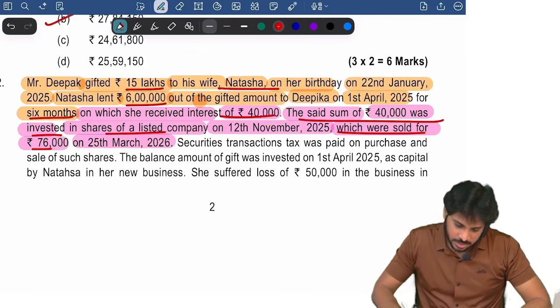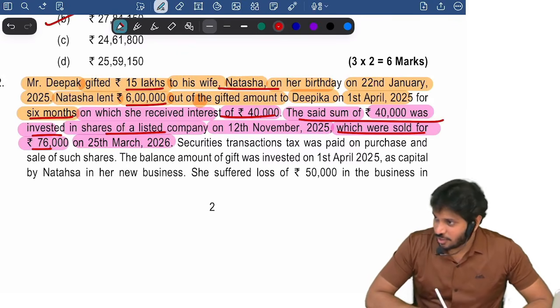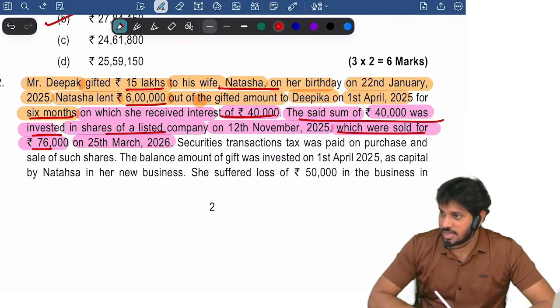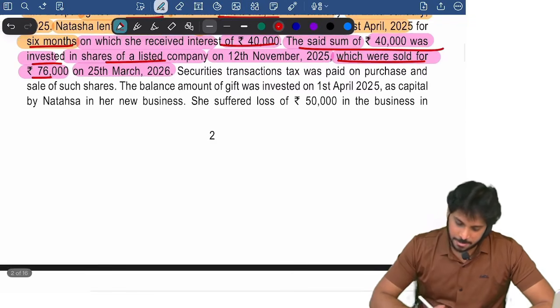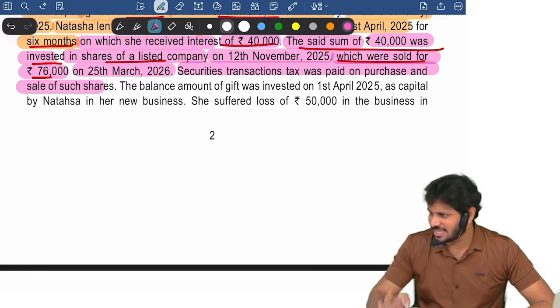How much is that? 76,000 minus 40,000. How much is that? Correct? 40,000 is the cost of acquisition, 76,000 is the sale value, 36,000 is short-term capital gain. Then STT was paid on purchase or sale, it doesn't matter. STT we will not consider.